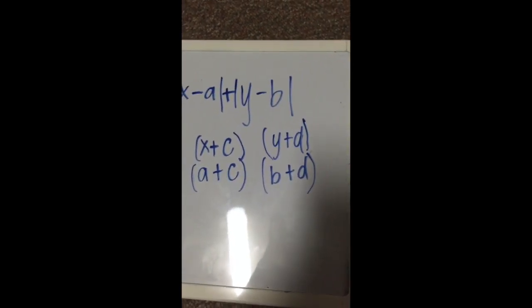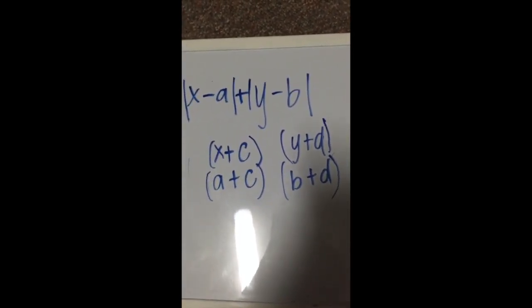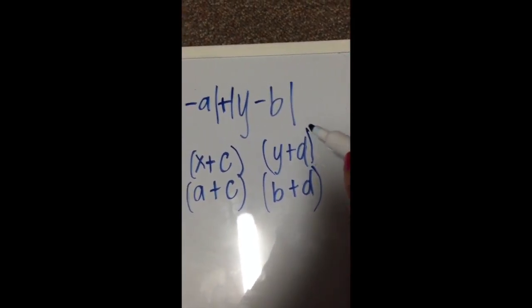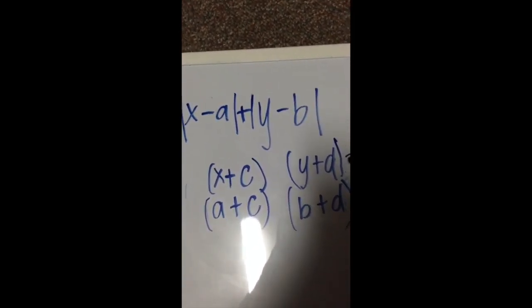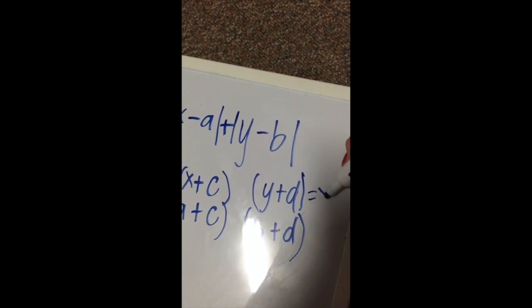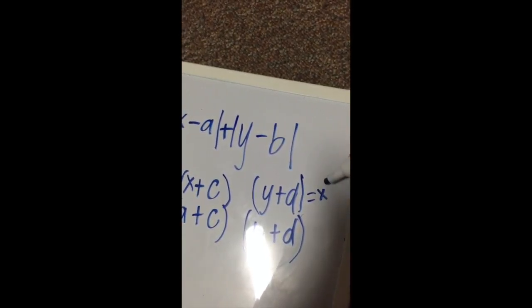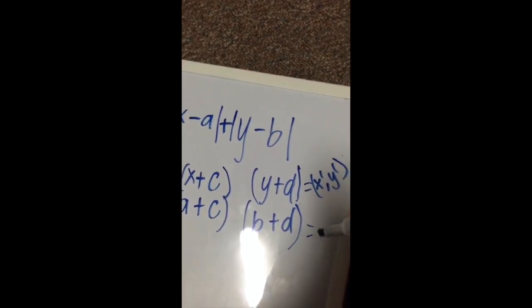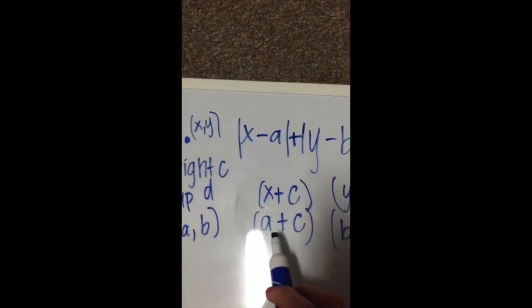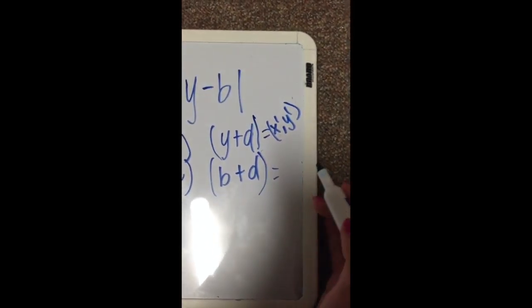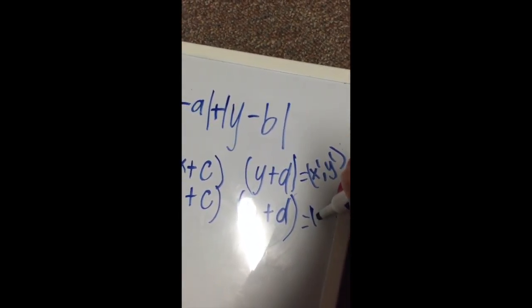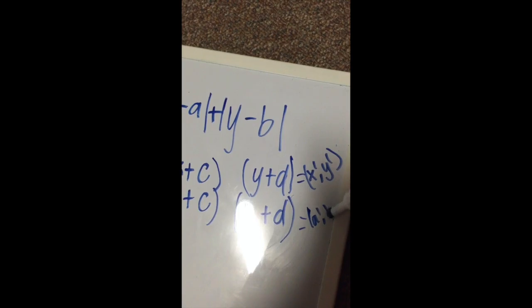After adding our fixed amounts right and up, we are left with a point that is X plus C and Y plus D, which we'll call X1, Y1. And we're left with the point A plus C, B plus D, which we will call A1, B1.